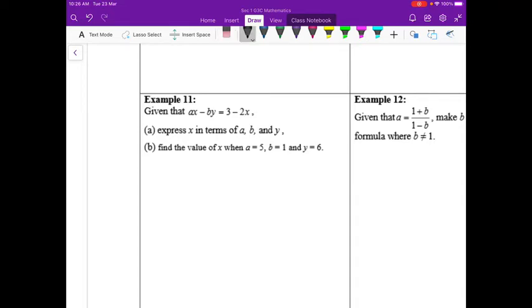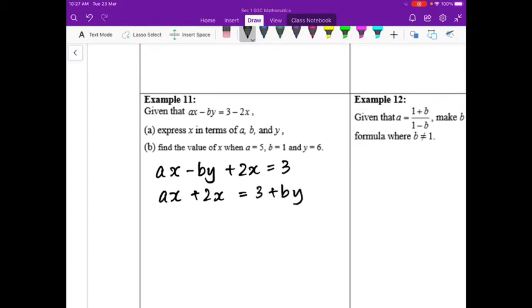We can choose to add 2x on both sides. So on the left hand side, we have ax minus by plus 2x. And this is equal to 3. And then notice that the x on the right hand side has disappeared. Your minus 2x is now a positive 2x on the left hand side. Okay, then we do not want that negative by. And we get rid of it by adding by on both sides. So ax plus 2x equals to 3 plus by. Okay, now we are getting closer.